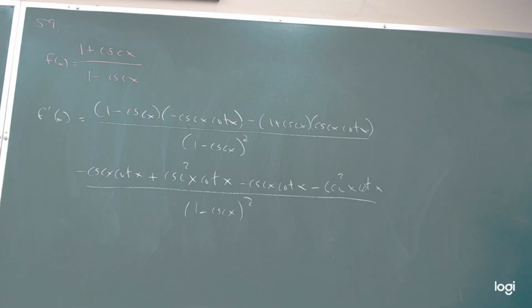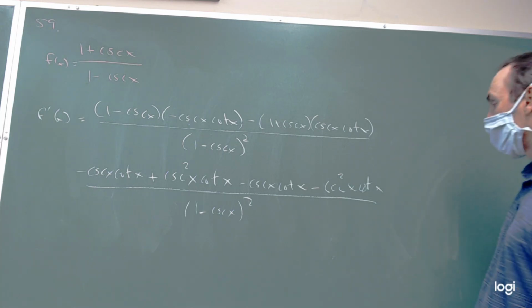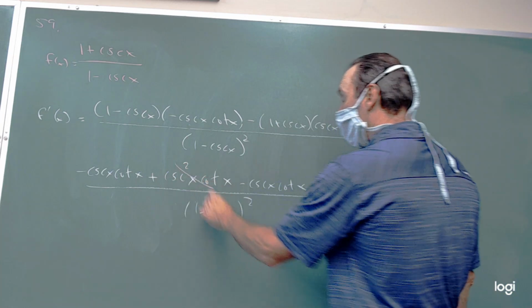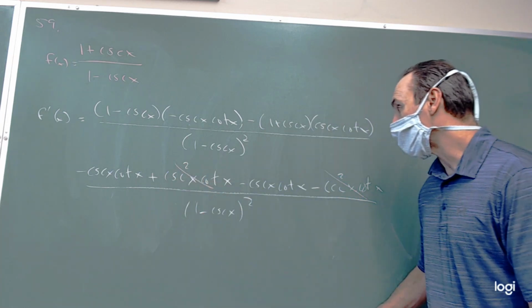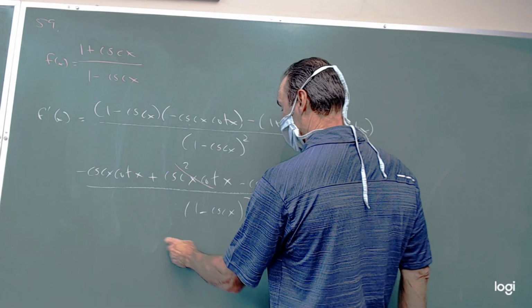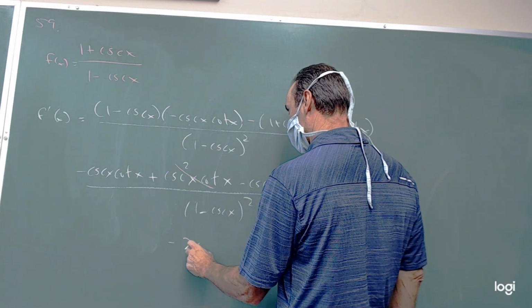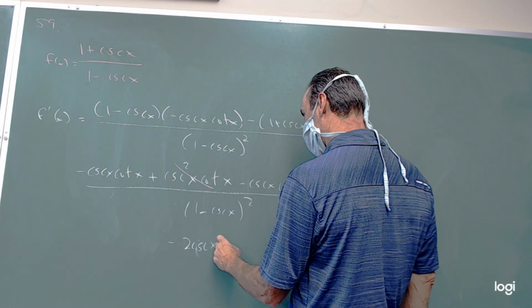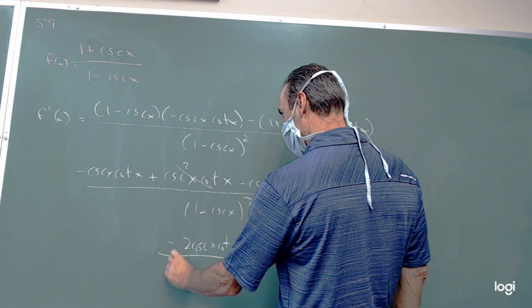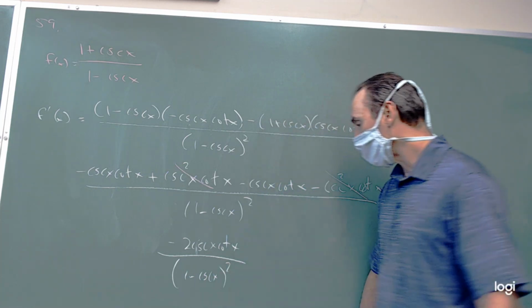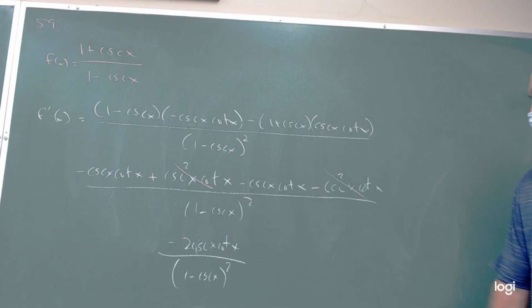Do we look out and get any cancellation? A little bit, huh? So this negative cosecant squared x cotangent x, and that's positive cosecant squared x cotangent x cancel. The two negative cosecant x cotangent x are going to combine to be a negative 2 cosecant x cotangent x, still over that 1 minus cosecant x squared. No, I don't think we can do anything more with that.